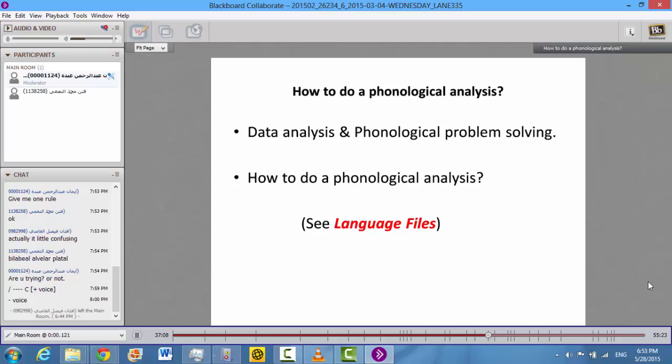Now, how do we do a phonological analysis? What is the procedure that we follow in doing a phonological analysis, or how can we solve a phonological problem? This section is going to be in Language Files. So please try to get Language Files from Khwarizm, the one at the university or outside the university. You won't find it in any other bookshop. Or if you want, you can order the whole book itself, Language Files, from Amazon and keep it with you for phonology, morphology, syntax, semantics. It's a very good one. Now let's see how we do the phonological analysis.